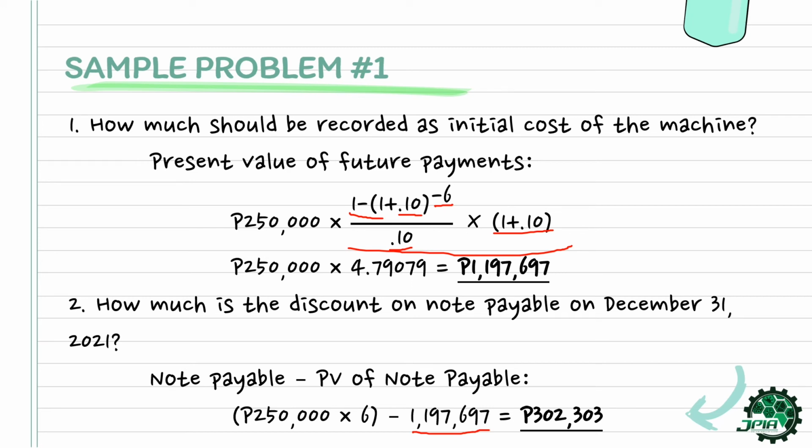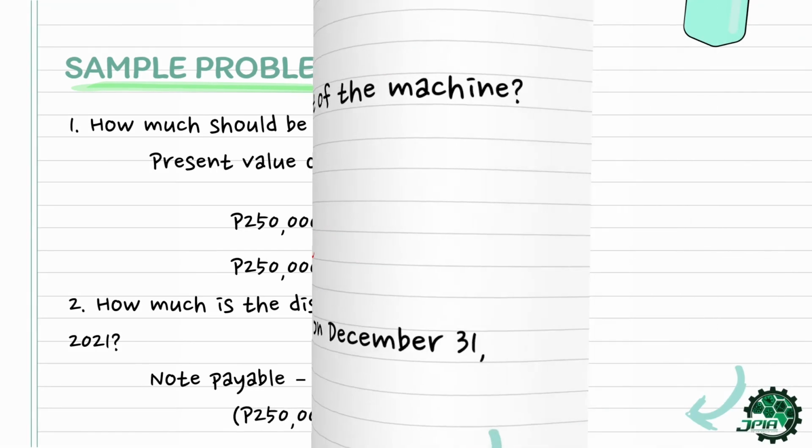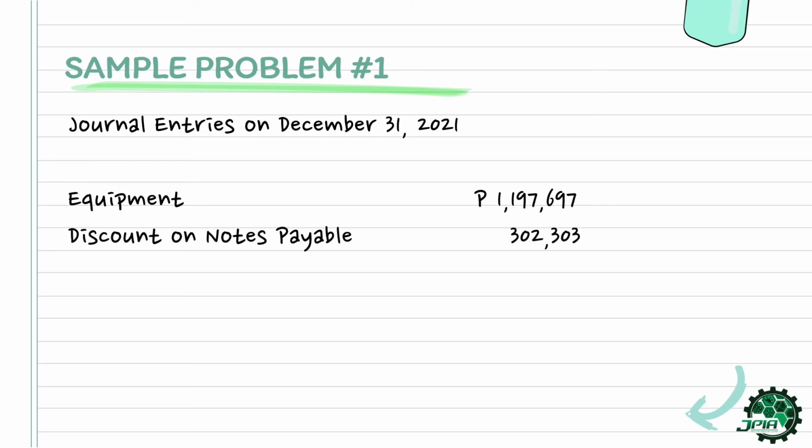Ngayon, siguro matatanong ninyo, paano natin to i-entry sa ating journal? Para ma-entry natin ito sa journal, ganito lamang ang format niya. Katulad lang sa notes receivable, ngayon, ang pag-uusapan naman natin dito is note payable. Parehas lang ang kanyang format at paraan ng pagkuha, pero iba ang entry. Okay? So, first journal entry is the acquisition of the equipment.